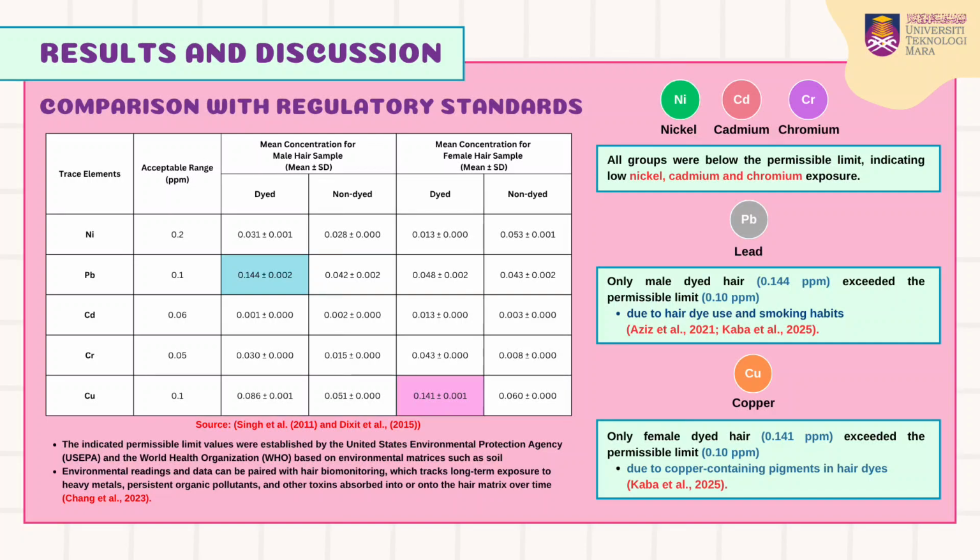However, lead concentration in male dye hair exceeds the recommended limit with a value of 0.144 ppm. Similarly, copper concentration in female dye hair exceeds the acceptable limit at 0.141 ppm. These findings suggest that hair dye products may contribute to increased lead and copper accumulation in hair.